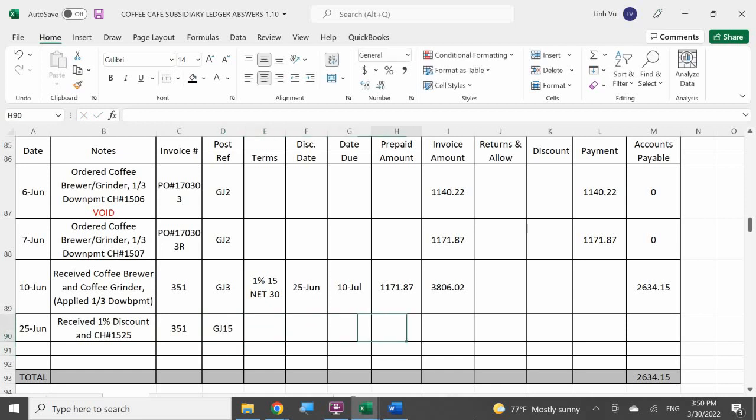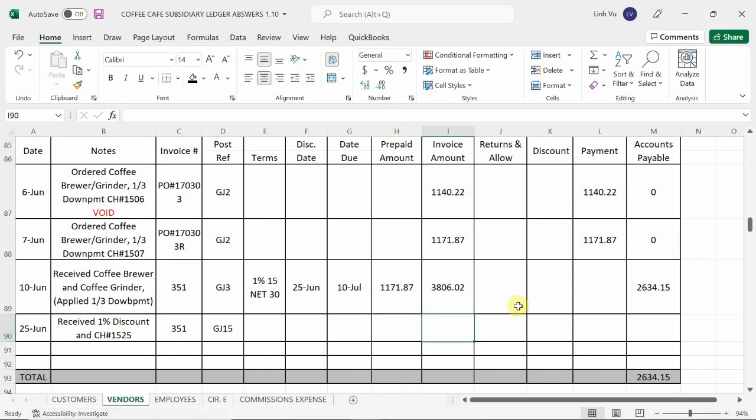Okay. And let's see. This is what we're going to do. My billing amount was a total of $2,634.15. So what you're going to do here is, because I made a payment and I also took a discount, right? In the discount column, what was my grand total of the discount?